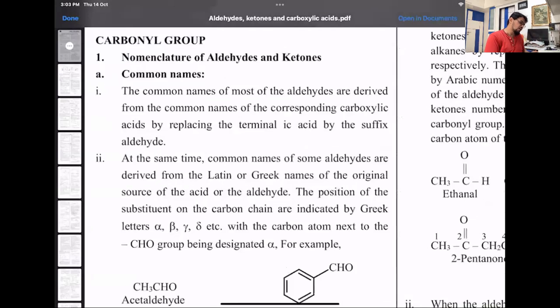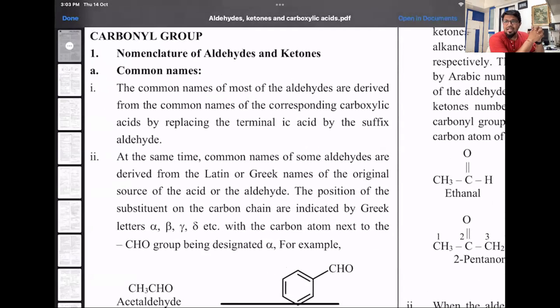Starting with the first part, the common system. Common names of aldehydes are derived from the corresponding common names of carboxylic acids, whose ic acid is replaced by the word aldehyde. Why from carboxylic acid? Because aldehydes on oxidation give the respective carboxylic acid. That's why the common names come from there.